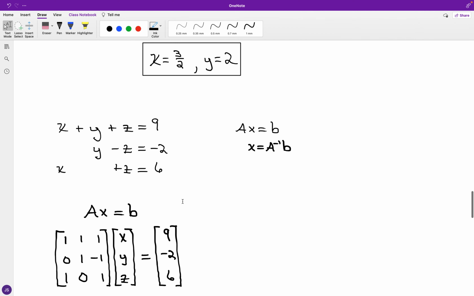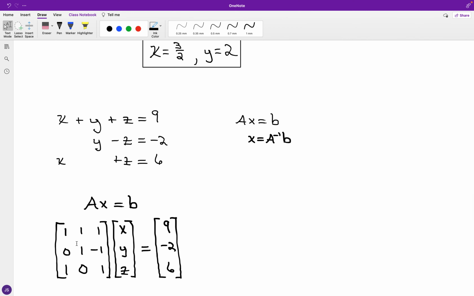Again, where x here is going to be the solution matrix, where inside we have in reference to the letters x, y, and z. So again, we have A to consist of 1, 1, 1, 0, 1, negative 1, 1, 0, 1. And again, for the solution matrix x, we have contained the solution variables x, y, and z. And once again, b consisting of 9, negative 2, and 6.